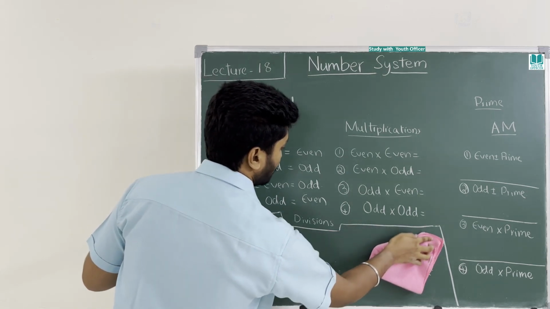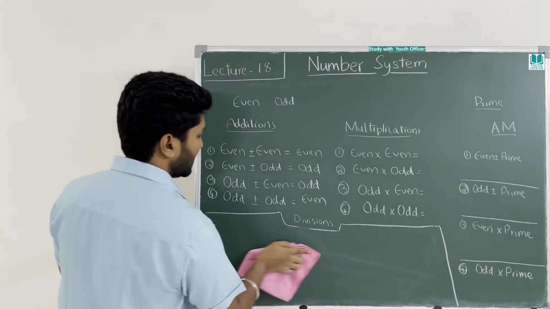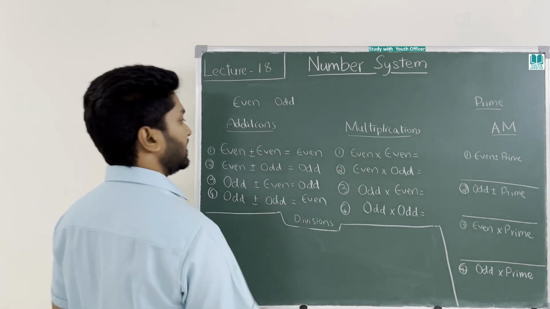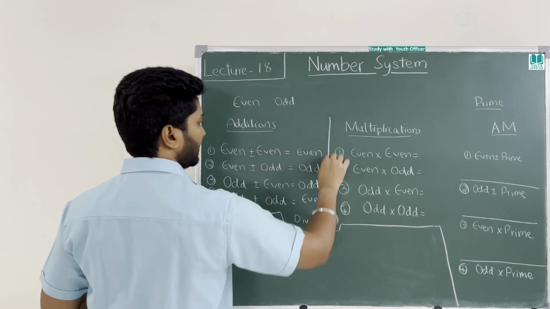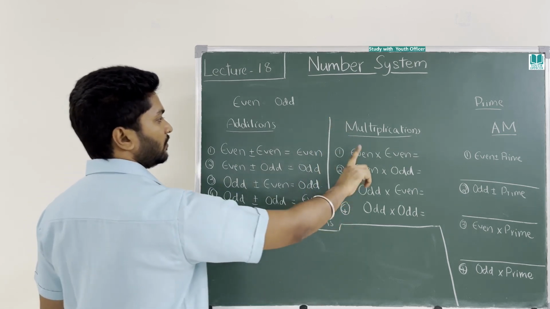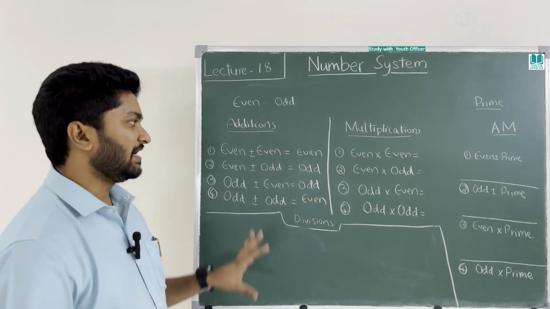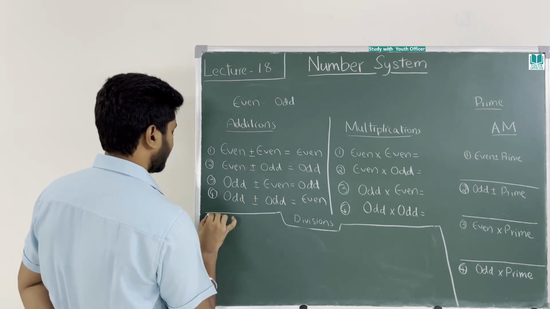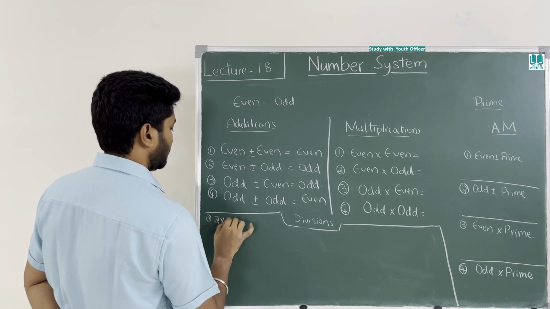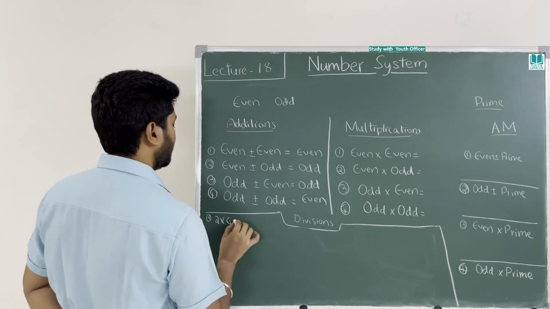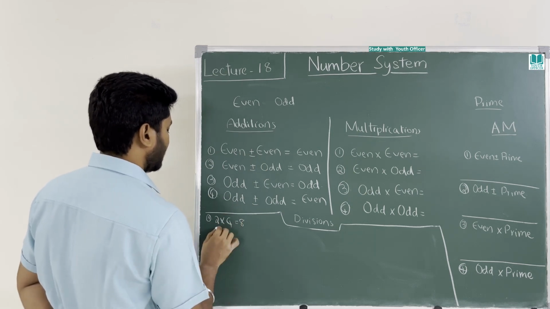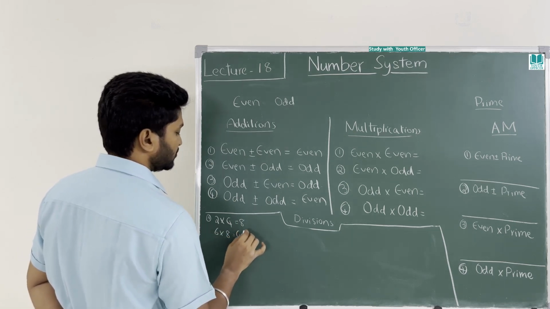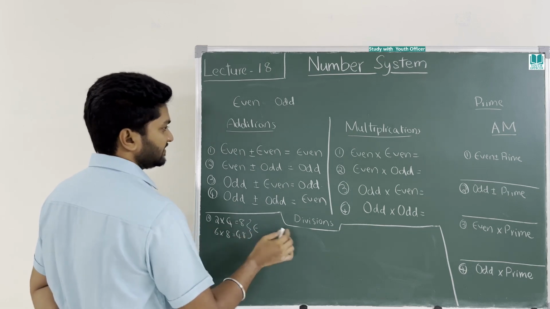Okay. Now we will move into multiplications. Where are these multiplications? Here there are multiplications. This one is completed, right? Till here. Now we go to the second part. These are multiplications. Even into even. First one. You take an even number. One more even number is 4, right? 2 into 4 is 8. One more example we'll take, 6 into 8, 48. This is also an even number. The answer is even.